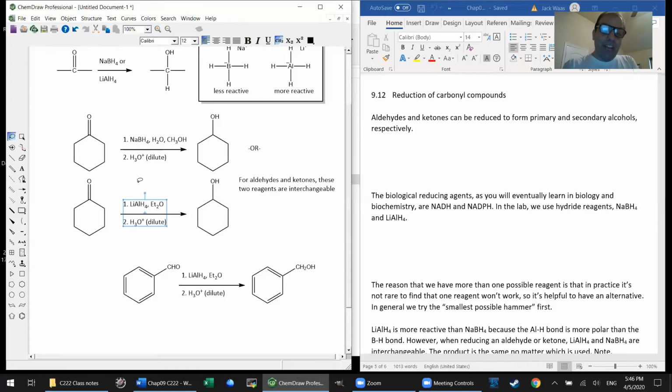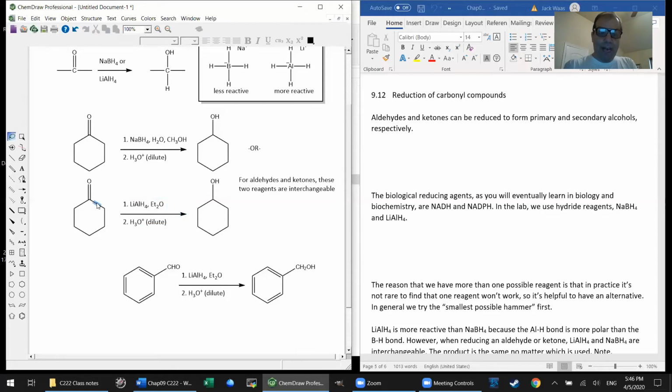So we need to use an aprotic solvent, and diethyl ether is generally what's used, though you can also use tetrahydrofuran, the structure of which we talked about in Chapter 8. If I were doing it in real life, I would use diethyl ether if at all possible. So the Et here stands for ethyl group, C2H5. This compound is essentially CH3CH2O, CH2CH3. So diethyl ether.